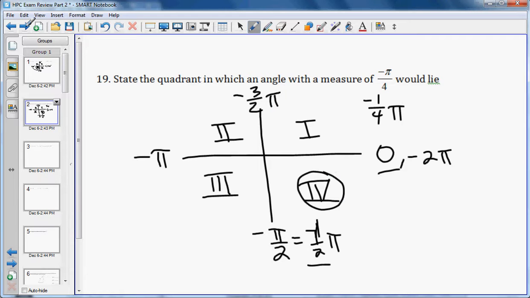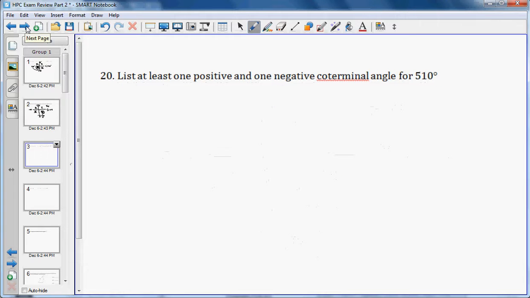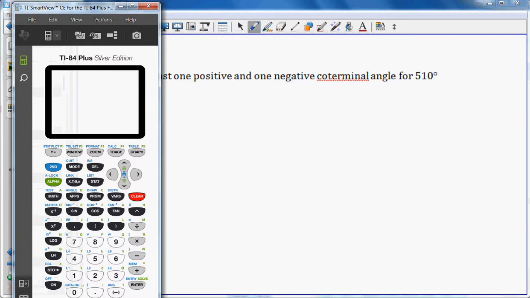Okay, list at least one positive and one negative coterminal angle for 510 degrees. To find coterminal angles, you can add 360 or subtract 360. So for 510, we can add 360, and that gives us one of the coterminal angles. Sorry, my computer's running a little slow here. I think 870 is what that one will give you.